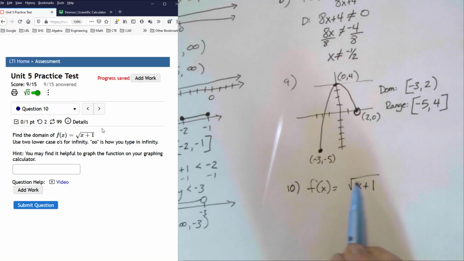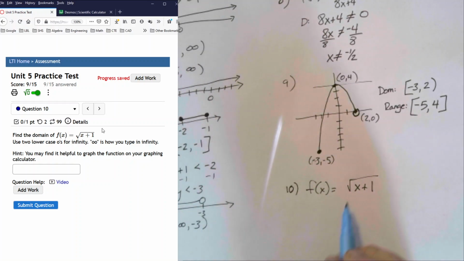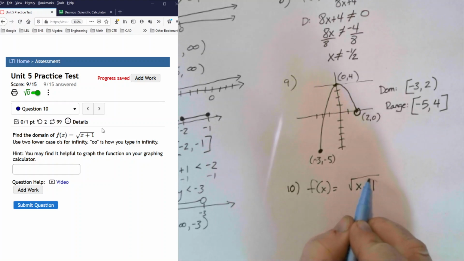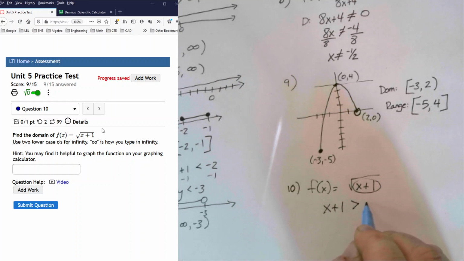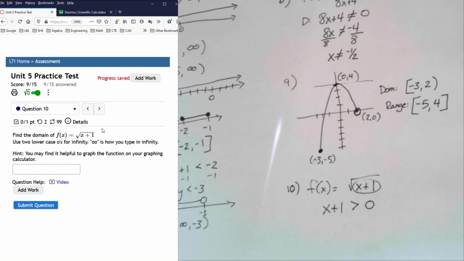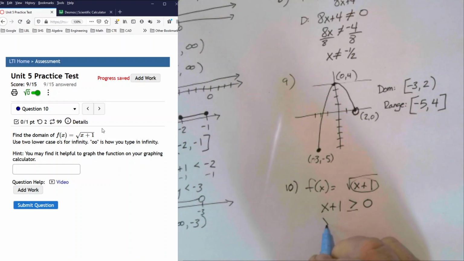So if any part of this becomes negative, then I know that I can't use that number. So what I'm really saying is that underneath this radical sign, x plus 1 has to be greater than 0. And it could also be equal to 0. The square root of 0 is 0. So x plus 1 has to be greater than or equal to 0. And if I solve that, that just tells me that x has to be greater than or equal to -1.